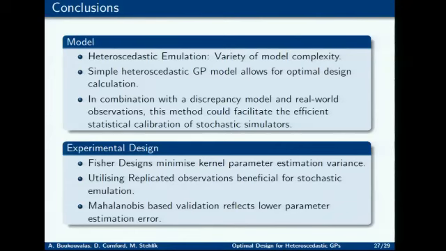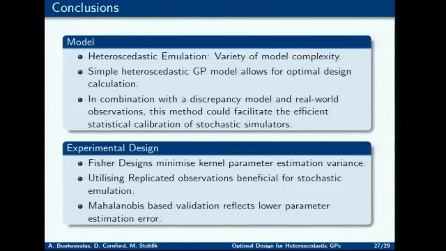Basically what this means is you can take this approach and then all the literature that has already been published on how to do calibration, etc., could be applied to this type of model. In terms of experimental design, we have used Fisher information to minimize kernel parameter estimation variance. We have been utilizing replicated observations directly, and we have found them to be very beneficial for stochastic emulation.